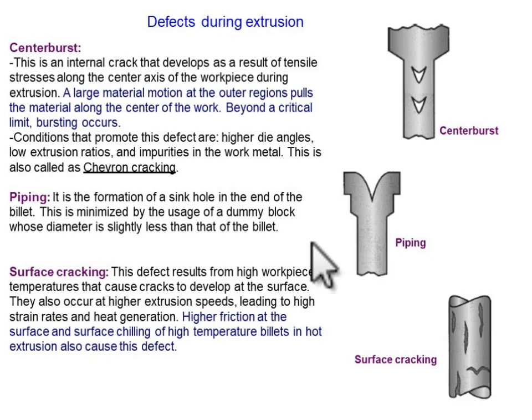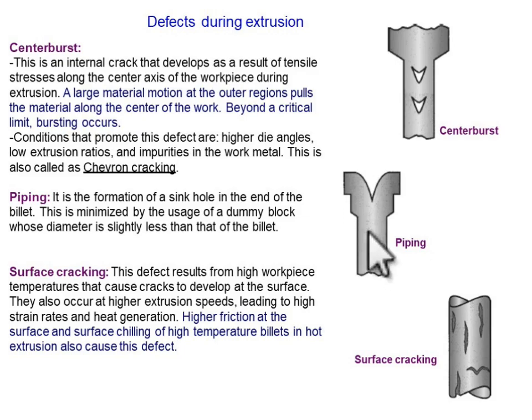Now the defects that occur in the extrusion process. The first one is center burst. What happens when we apply load on a work material is that the work comes out, and the large material motion at the outer region pulls the material along the center of the work, and that's why this crack happens, and this is called the center burst.